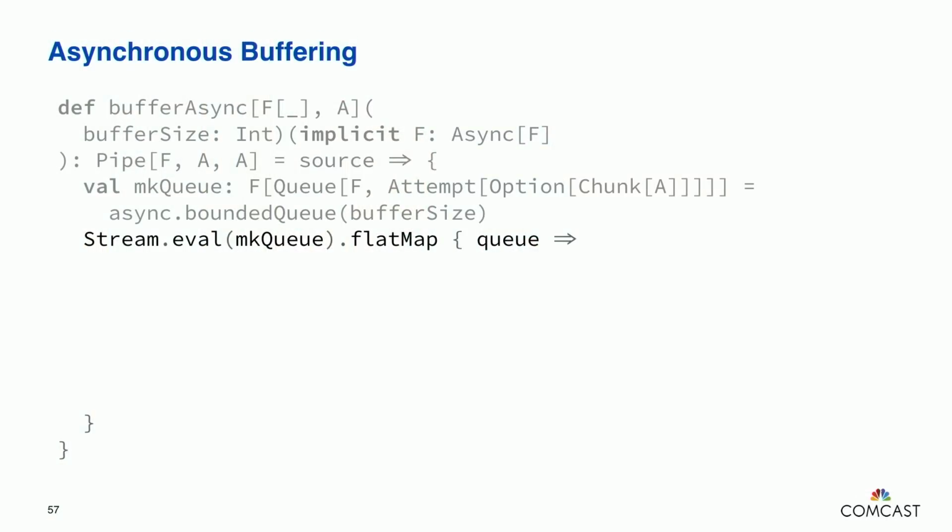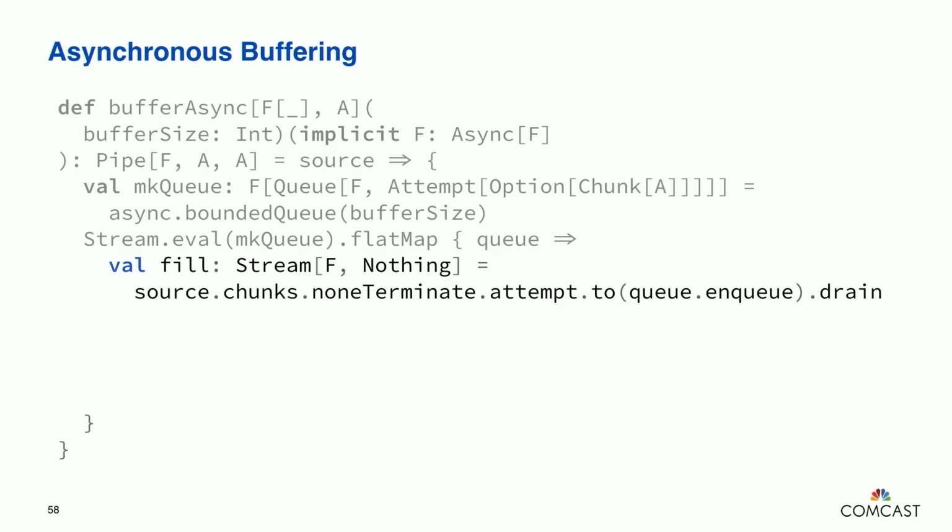And then with this queue, we can do things like evaluate it, get it into the stream algebra, and then flat map that singleton stream that comes back from that, and now we have access to the real allocated queue, okay? And then with that real allocated queue, we want to do two things. We want to say, start pulling from the input and writing the values into the queue. And so we chain together a bunch of combinators here.